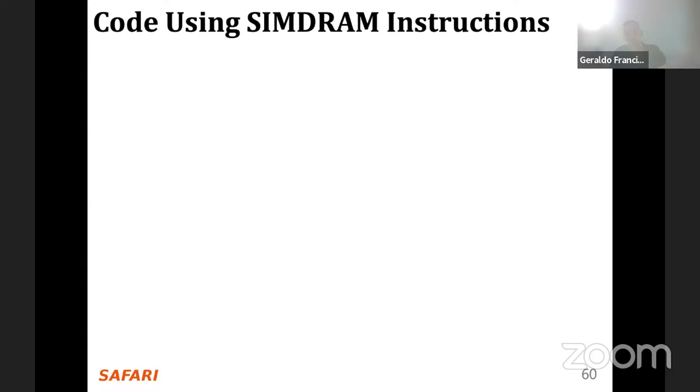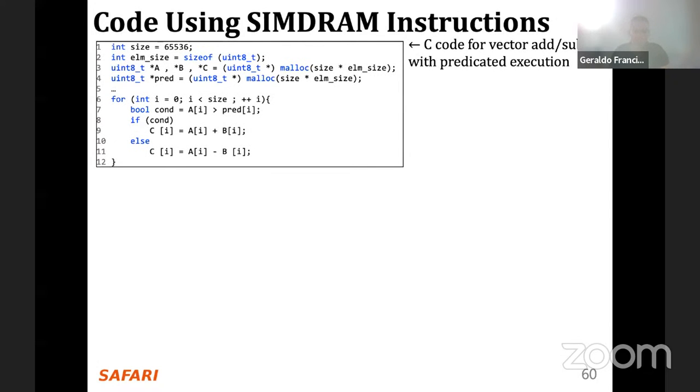So now I'm going to give a brief overview of what SIMD-RAM enabled code looks like. Here I have some simple C code. This is a vector addition or subtraction based on some predicated values. As you can see, we allocate our arrays A, B, and C. This is regular C code. Then you have some condition, and basically what we do is a simple vector operation. You loop over all of the inputs.